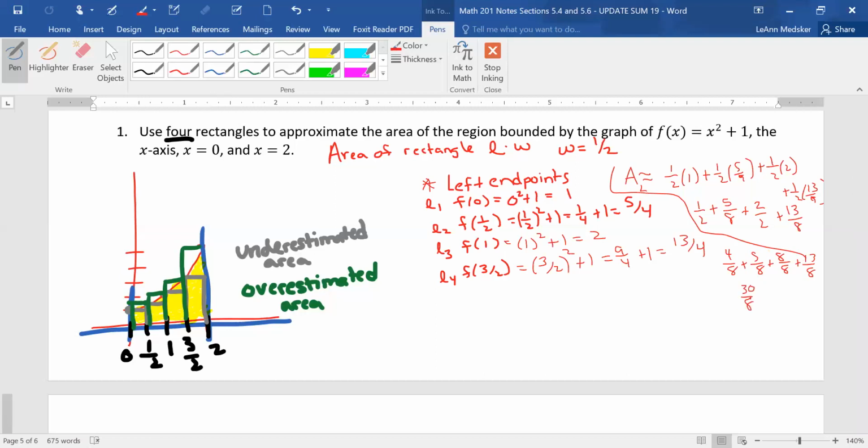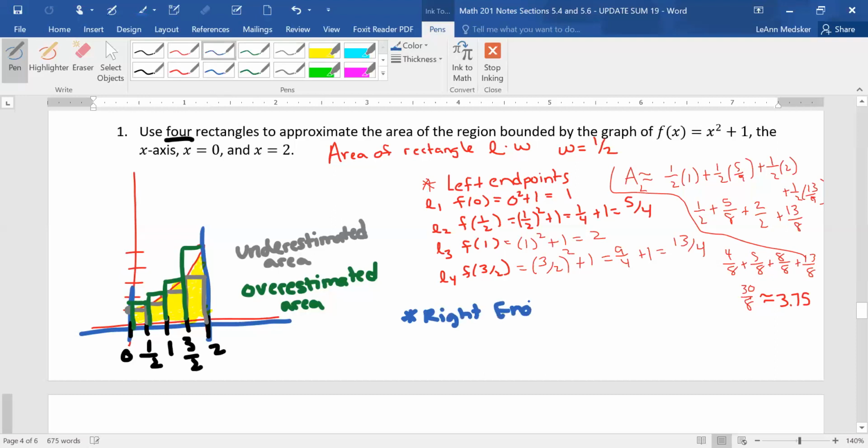I'm going to double check myself real quick. So we have 9 plus 13 plus the 8. Yeah, 30 over 8. Okay, now usually that doesn't help you if you're talking about the approximation, so we'll divide it and get a decimal. So about 3.75. Okay, now if we use the right endpoints, I'm going to switch to blue this time just to distinguish.